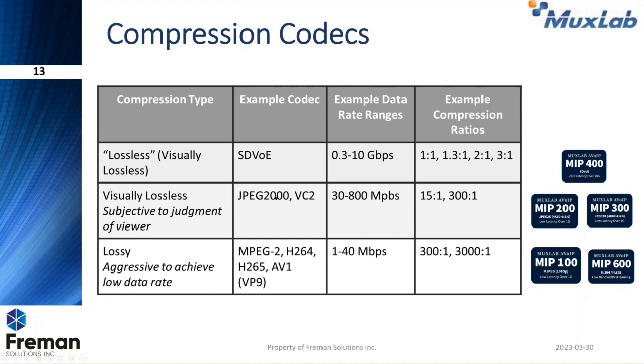So that most typical one that you will find is the JPEG 2000. And if you want to implement that kind of solution, then the series 200 and 300 of products of Moxlab will allow you to implement it. We'll talk about them later.